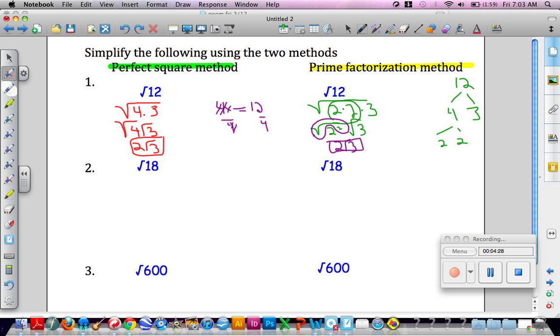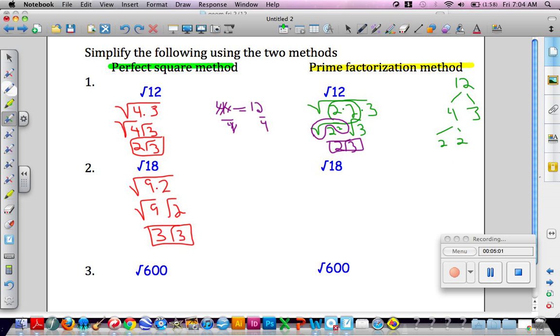Let's look at our second example. Root 18. What perfect square goes into 18? You're right, it is 9 times 2. Break it apart, root 9 times root 2. Square root of 9 is 3, root 2. That's our answer. We can't simplify root 2.